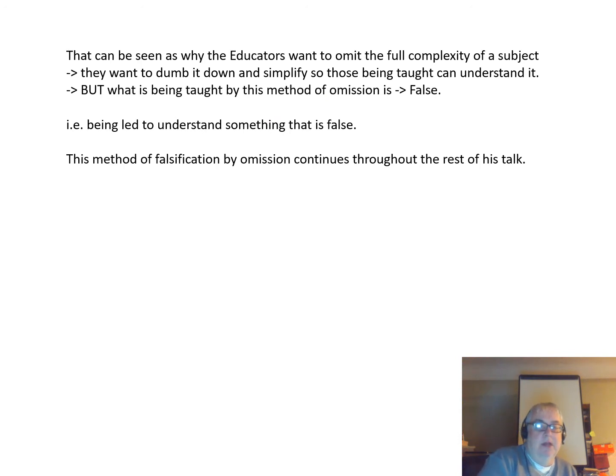That can be seen as to why the educators want to omit the full complexity of a subject. They want to dumb it down and simplify it so that those being taught can understand it. But what is being taught by this method of omission is false, i.e. being led to understand something that is false by this method. This method of falsification by omission continues throughout the rest of his talk.